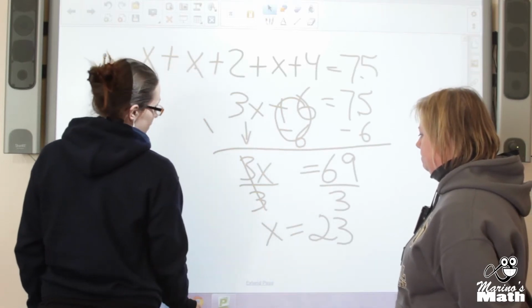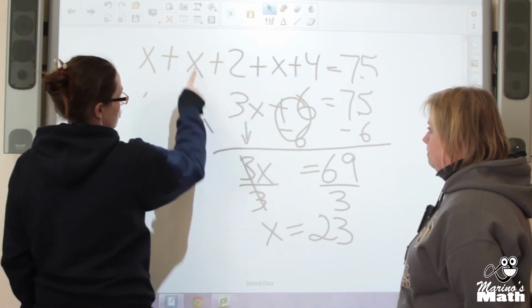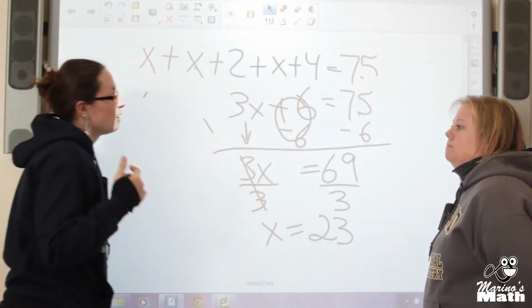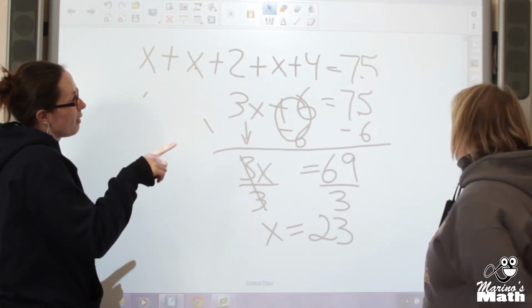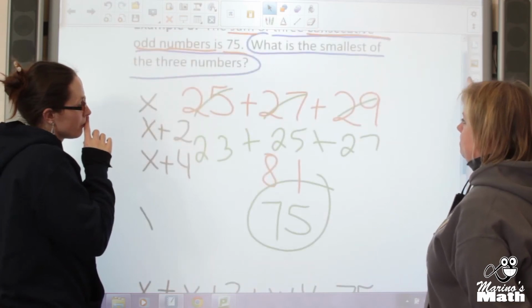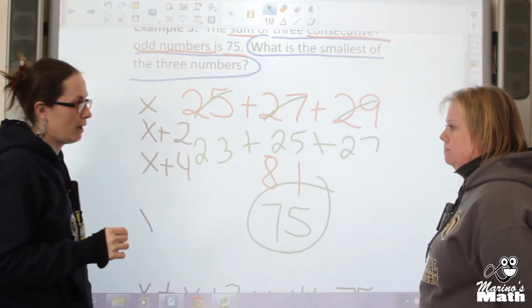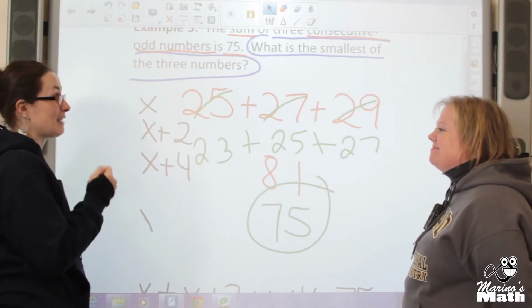And then from that, I could go back. Well, the first number is x, is 23. The second one is 2 higher, it's 25. The next one is 4 higher, it's going to be 27. So we came up with the numbers 23, 25, and 27. And 90% of the time, this is where you stop because you're so excited that it worked and you're like, yes, those are the answers.